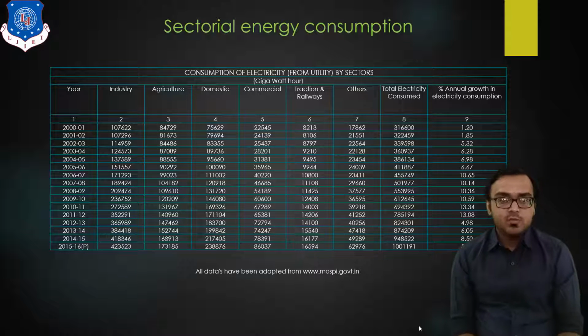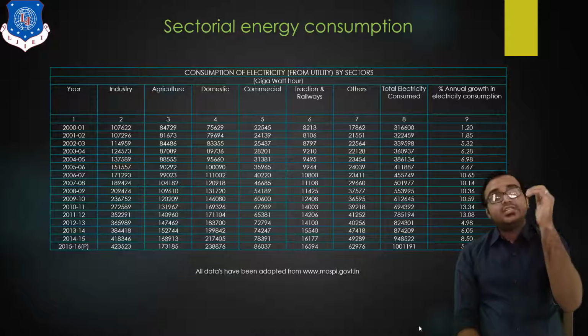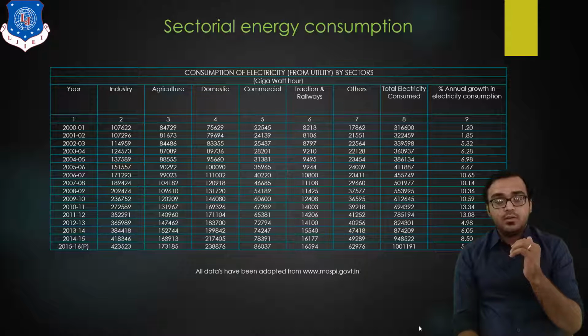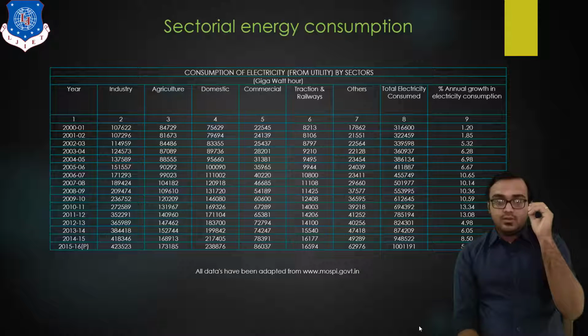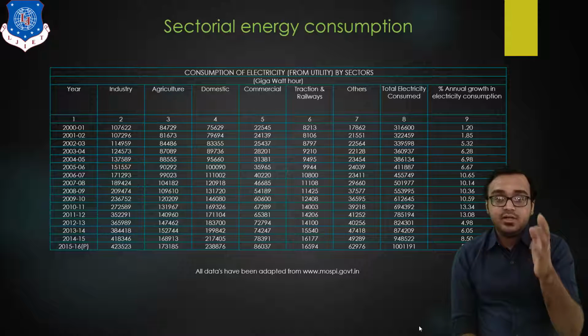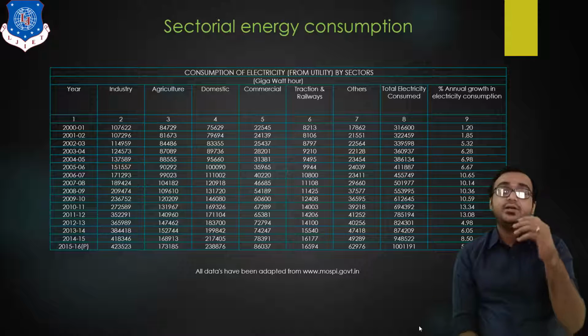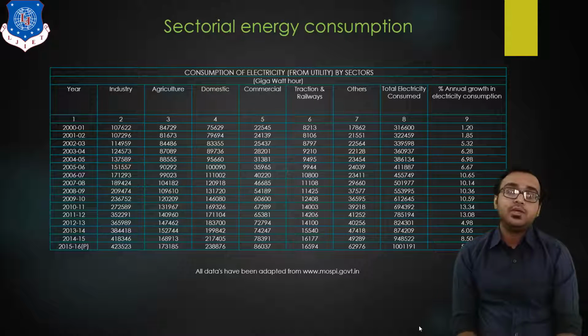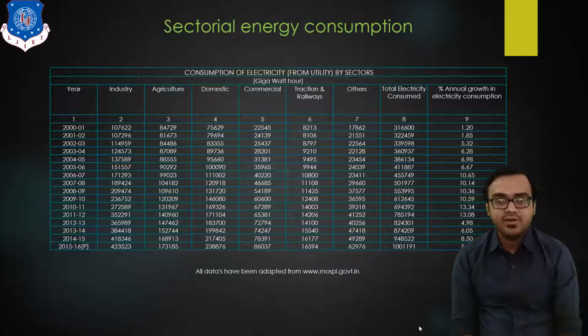1,07,000, near about 1,07,000, which increased in the year 2015-16 to an amount of 4,23,500. So you can see the drastic variation here. Just within 15 years, the demand for electricity has increased. Why has it increased? Because of the development of advanced technology. For example, let's say the demand of electricity in the year 2015-16 is near about 4,23,000.